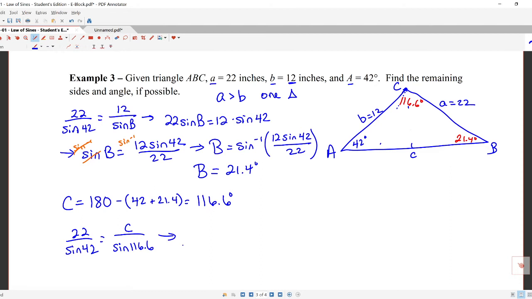Just 1 second. So C comes out to be 29.4 inches. Okay.